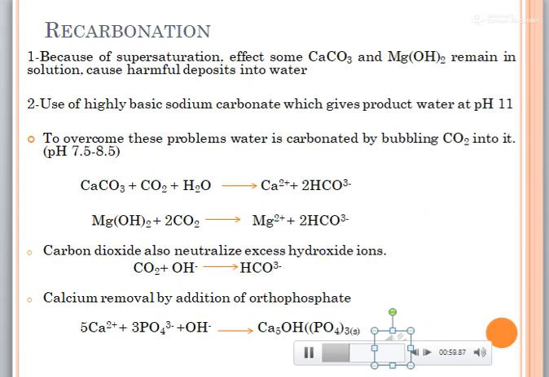To overcome these problems, water is recarbonated by bubbling carbon dioxide into it. The carbon dioxide converts the slightly soluble calcium carbonate and magnesium hydroxide to their soluble bicarbonate forms, as in the equations mentioned below. Calcium carbonate reacts with carbon dioxide to form bicarbonate, and magnesium hydroxide is also converted into bicarbonate ions. The carbon dioxide also neutralizes excess hydroxide ions. The pH is brought within the range of 7.5 to 8.5 by recarbonation.